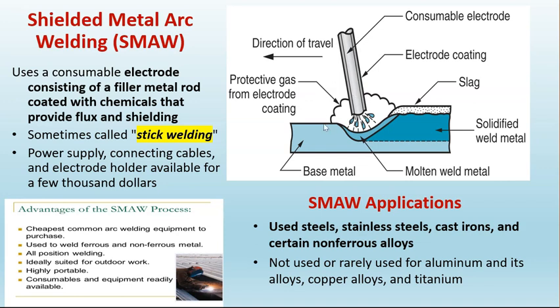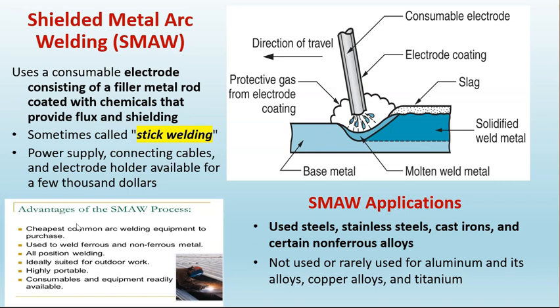And these are the gas. And SMAW is used for steel, stainless steel, cast iron, and certain non-ferrous alloys. It cannot be used with aluminium alloy, copper alloy, and titanium. So this one is suitable for steel, stainless steel, and cast iron.